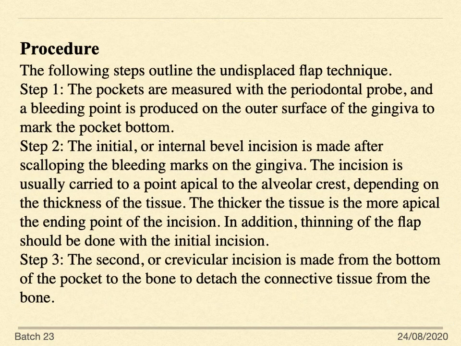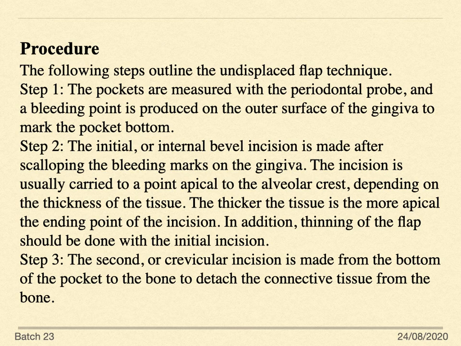Going on to the procedure, the pockets are measured with a periodontal probe or a pocket marker. The initial or internal bevel incision is made after the scalloping or bleeding marks on the gingiva. The incision is usually carried at a point apical to the alveolar crest. Depending on the thickness of the tissue, the thicker the tissue, the more apical will be the ending of your incision. In addition, thinning of the flap should be done with the initial incision itself.